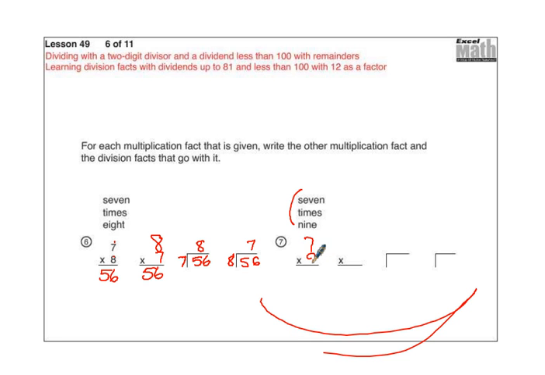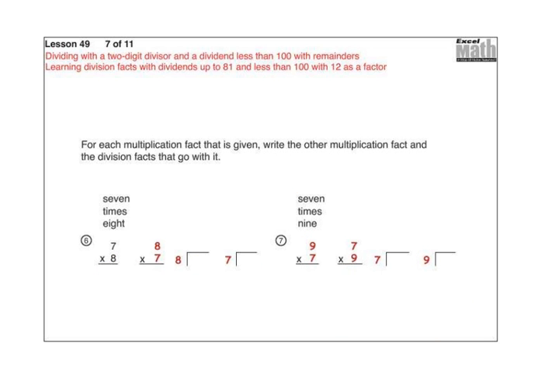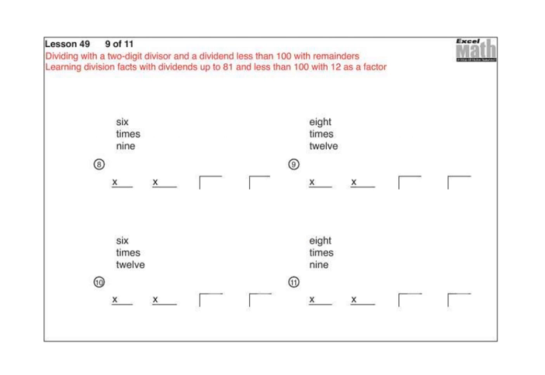7 times 9, 63. 9 times 7, 63. 63 divided by 7 is 9. 63 divided by 9 is 7. There you have another family of facts. Okay, 2 more families of facts. Pause the video, turn it back on when you're ready to see the solution. Oh, no, these are already done. Sorry. Here we go. 4 more families of facts. Pause the video, turn it back on when you're ready to see the solution to all 4 of these problems here, all 4 of them.